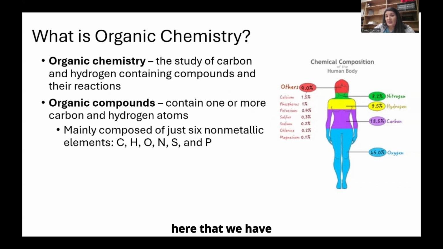You can see here that 65% of our body is oxygen, 18.5% is carbon, 9.5% is hydrogen, 3.2% is nitrogen, and then all of the others only make up about 4% of us. So the chemical composition of the human body is mostly organic.